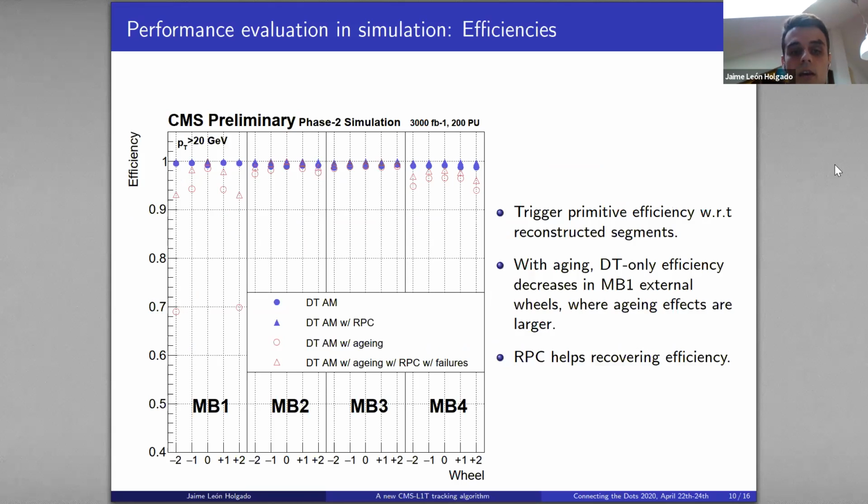So here, as I said, I'm showing the trigger primitive efficiency with respect to reconstructed segments. For instance, in the MB1 standard wheels, when we apply the end of HL-LHC aging, the DT-only efficiency decreases quite a lot, it reaches 70%, because these are the chambers, if you go to the backup, that are more expected to suffer from the aging. But when on top of this we add the RPCs, the efficiency recovers up to 92%. In general, the efficiency reaches 98% at most, which is on the bottom level.